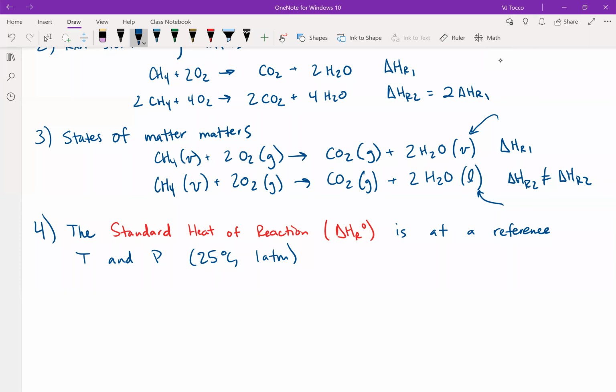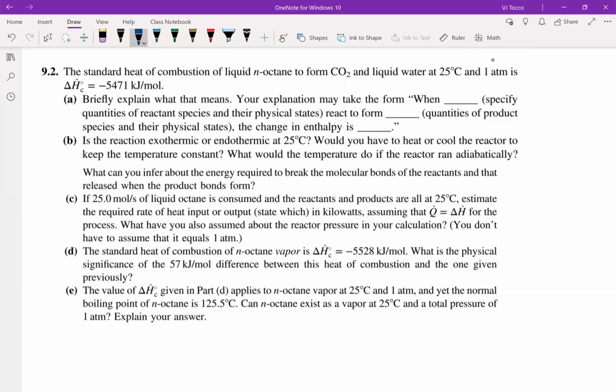Let's get into a practice problem next. This problem says the standard heat of combustion of liquid n-octane to form carbon dioxide and liquid water at 25 C in 1 atmosphere is delta H hat C standard is minus 5,471 kilojoules per mole. Briefly explain what that means. Your explanation may take the form of "when blank, yada yada."